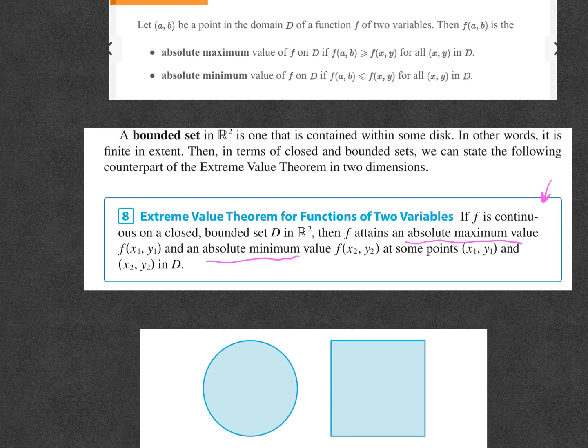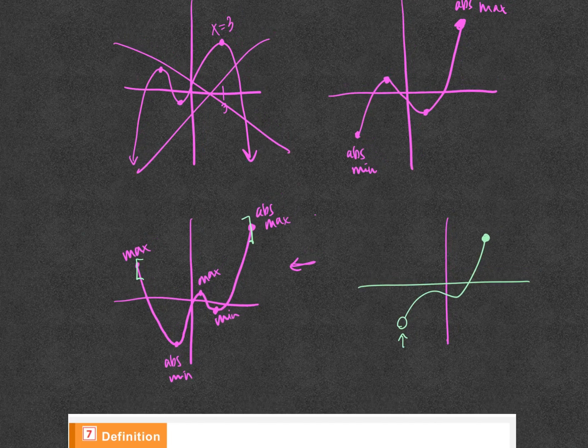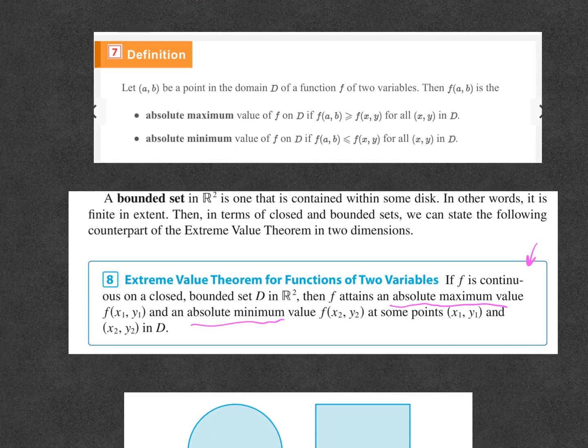So let's go back to here. These two pink ones right here are closed and bounded, and this green one is not closed because the endpoint is not included. So it's important to note that if you have a closed bounded set in R2, then you will have an absolute maximum and an absolute minimum.